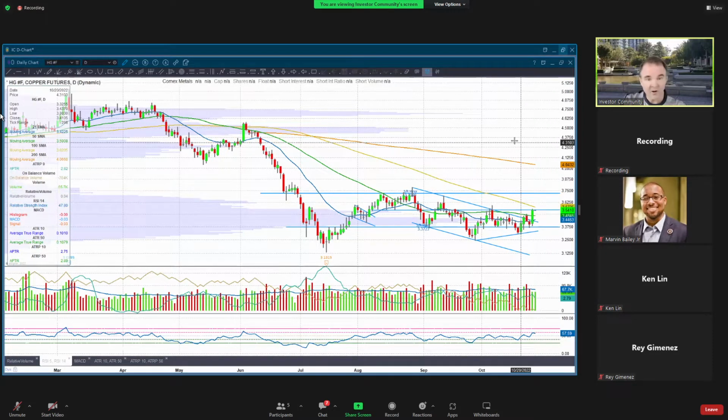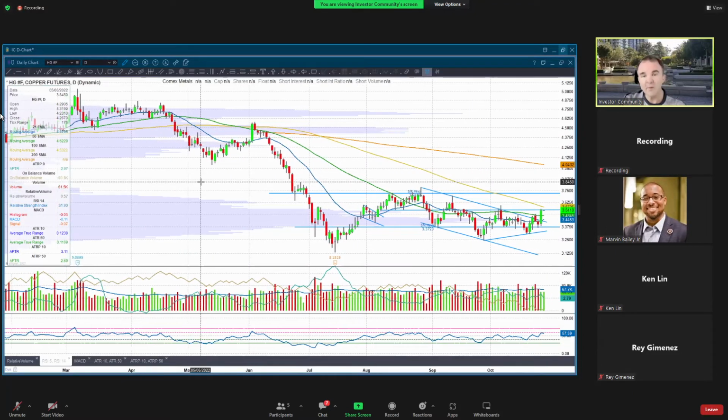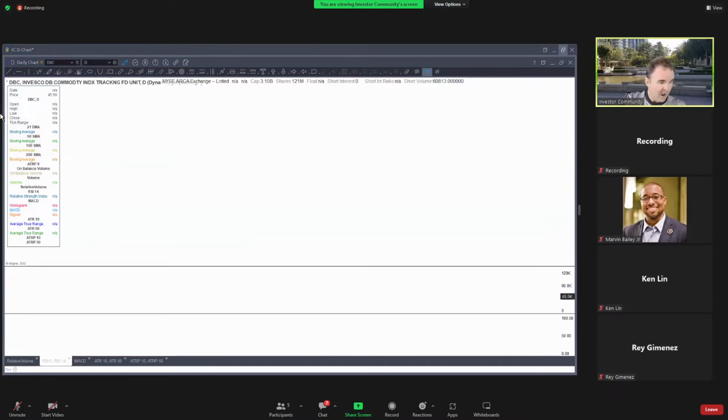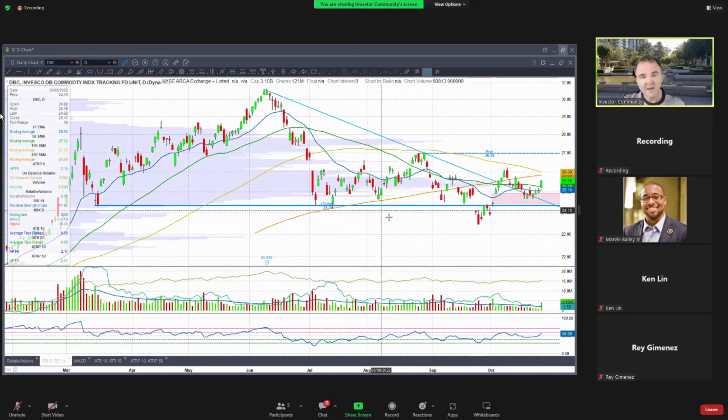So take a look at some of your copper miners, like Freeport-McMoRan. Teck Resources is another one that does a lot of copper. I won't bring those up right now, but if you're interested in copper plays, it looks like it might be in play here. Let's look at the Journal of Commodities Index.